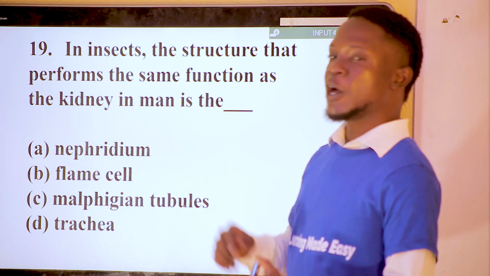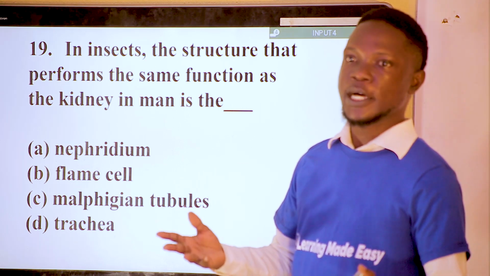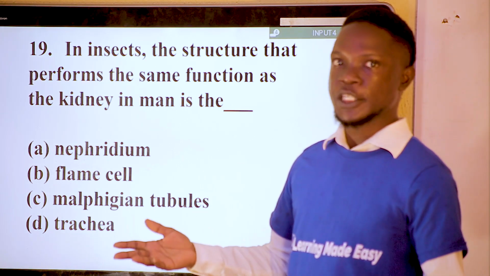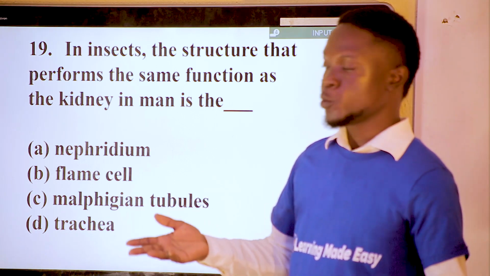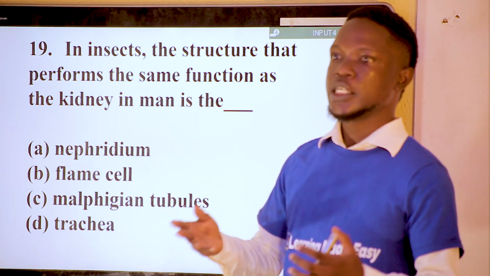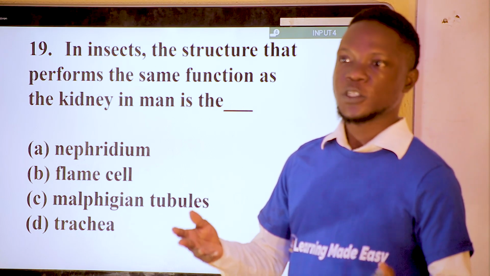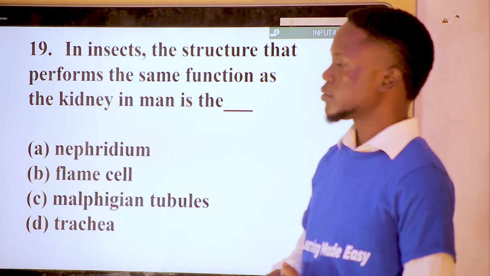Nephridium is the excretory organ in earthworm. Flame cell is the excretory organ in flatworms. And trachea is part of the respiratory organ. Next question.